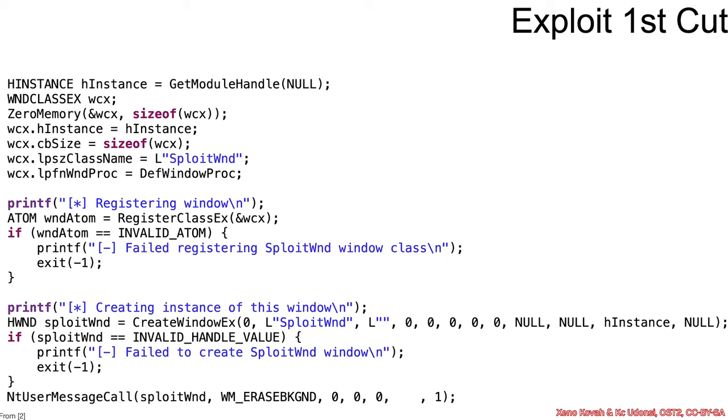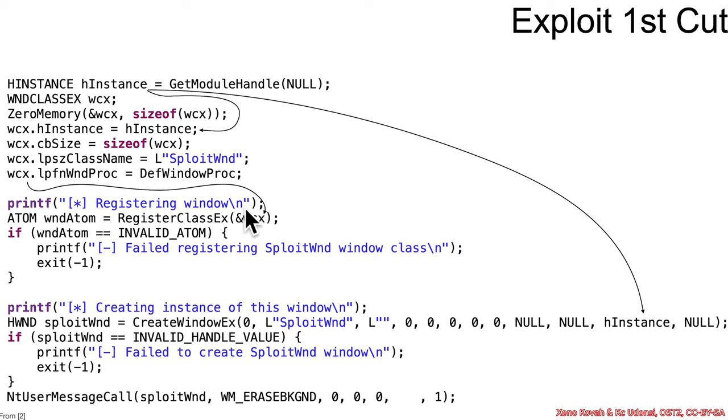So this is Piotr's first cut of the exploit. He basically has an H instance that he gets from get module handle. The H instance is passed into this WCX, the window class X. It sets some size, sets the class name to split window, and then takes the WCX and passes it into register class X. That does the registration of the window, and later on down here, he can now call create window with the name split window, which was used up here, and the H instance is also passed down there, but you can see the rest of this is all null because at this point, it's just throw whatever in there and see what actually happens in the debugger when you are reverse engineering the code.